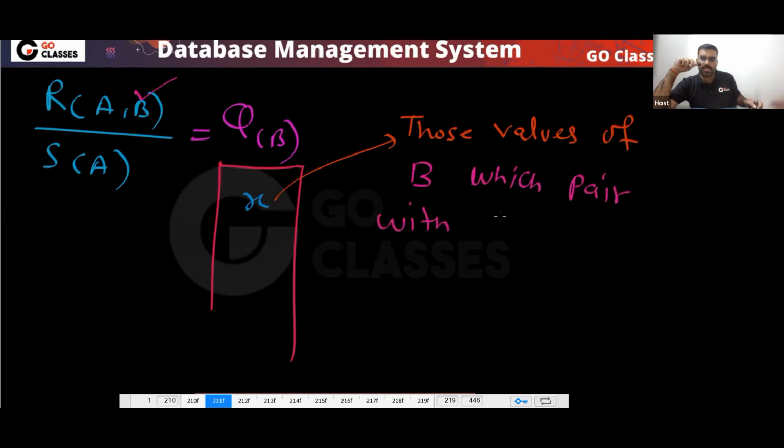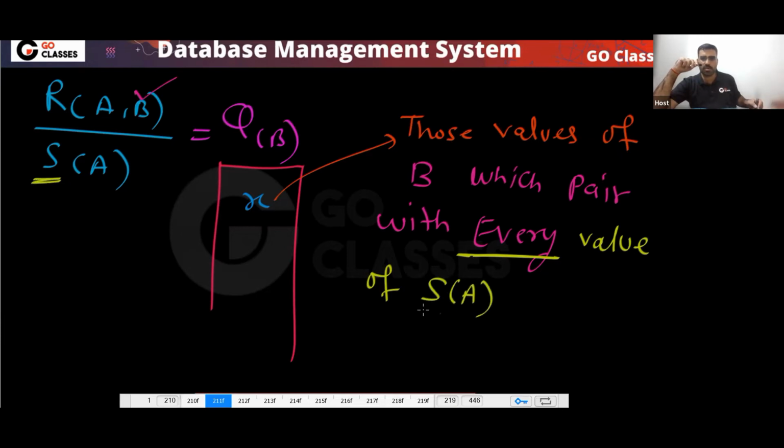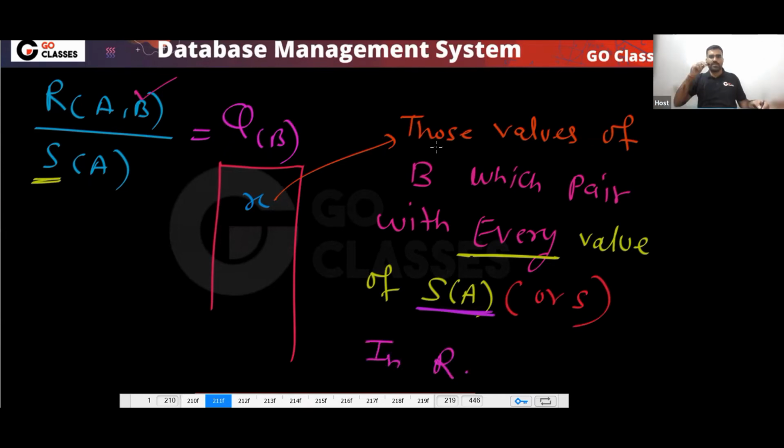Those values of b which pair with every value of S, or I can simply say S, which pair with every value of S in R. Is this clear? So those values of b you will get, which pair with every value of S in R. Is this clear to everyone?